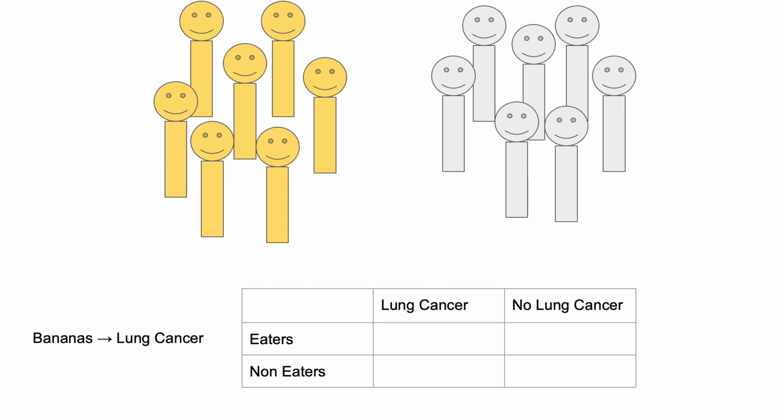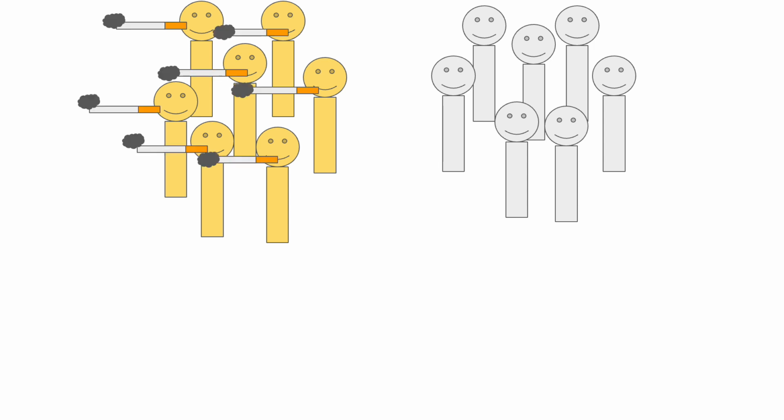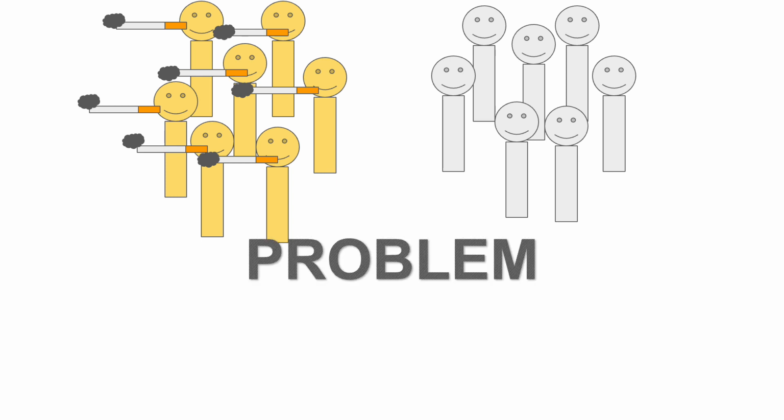Fine and dandy. But it gets more complicated when I dive into the particular characteristics of all these individuals. What do I observe? I observe that all the people in my banana eating group are actually smokers. And all the people in my non-banana eating group are non-smokers. Now that's a problem that we have. In this case, we can say that it's confounded by smoking status.